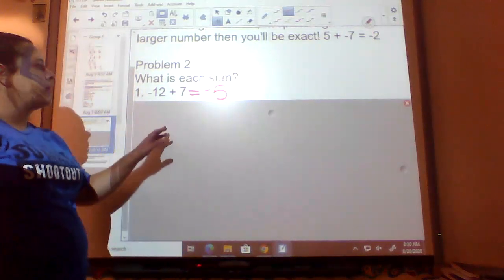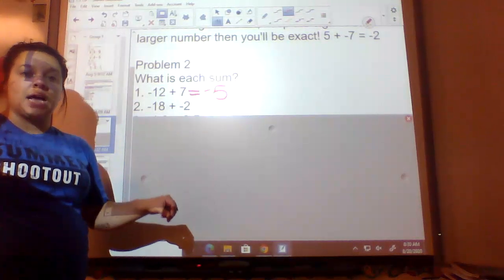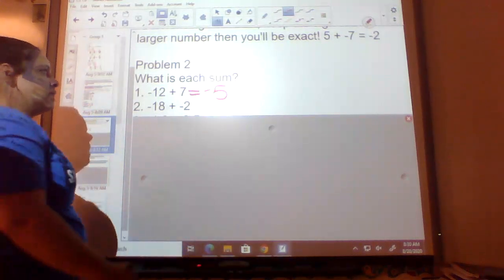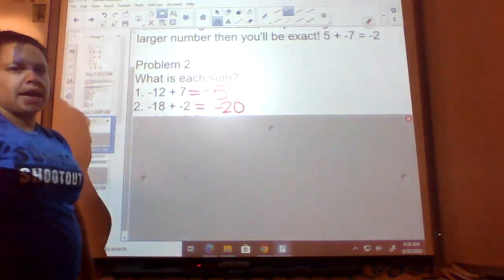A little glare right there. All right, negative 18 plus negative 2. Same sign, add and keep. So 18 plus 2 is 20. They're both negative, so I'll keep it to be negative 20.